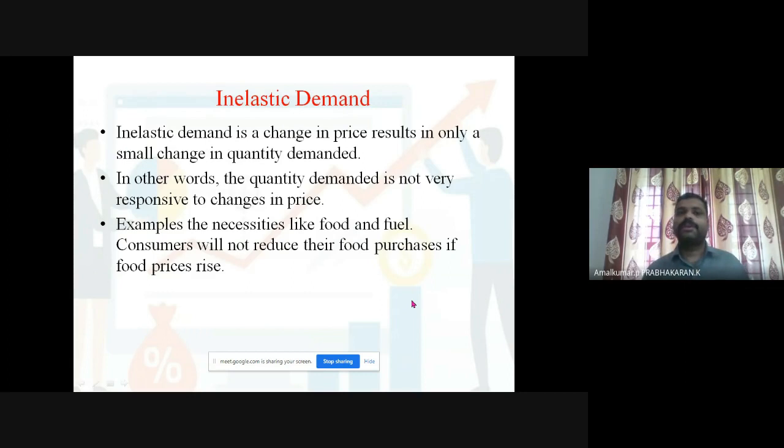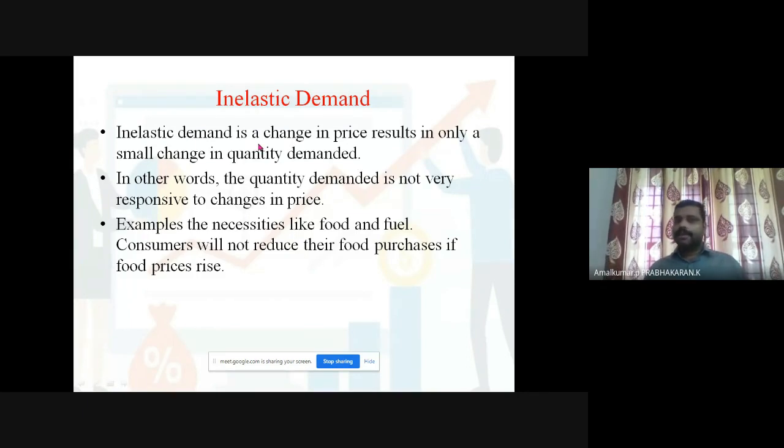Then we move on to inelastic demand. What is inelastic demand? Inelastic demand is when a change in the price results in only a small change in the quantity demanded. There is a change in price, but for the quantity demanded, only a small change is happening.